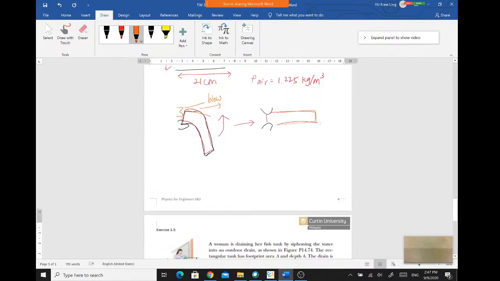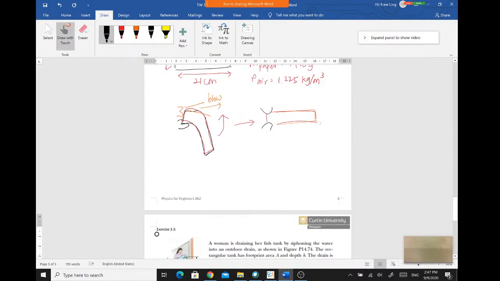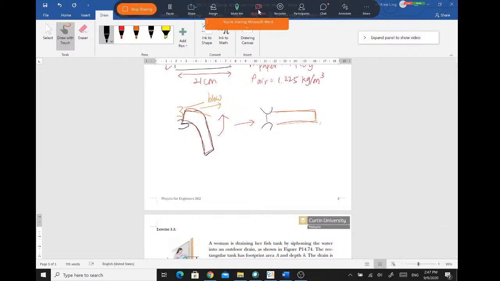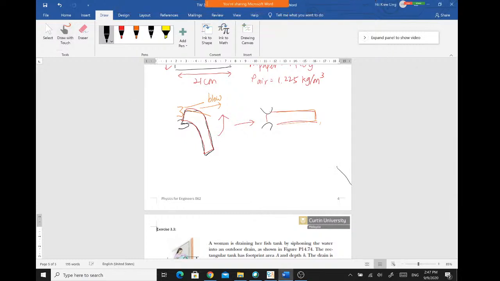Okay, so now back to our calculation. Something very boring, yeah. So I turn off my camera again, otherwise my computer will overheat.